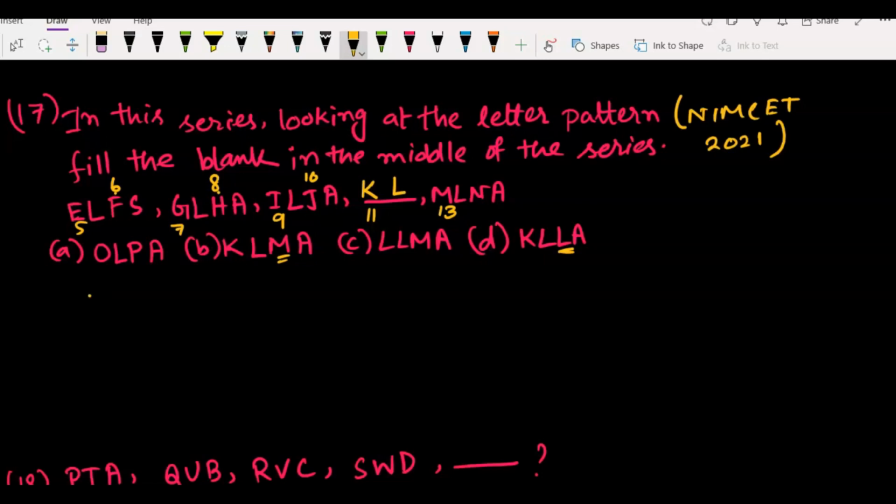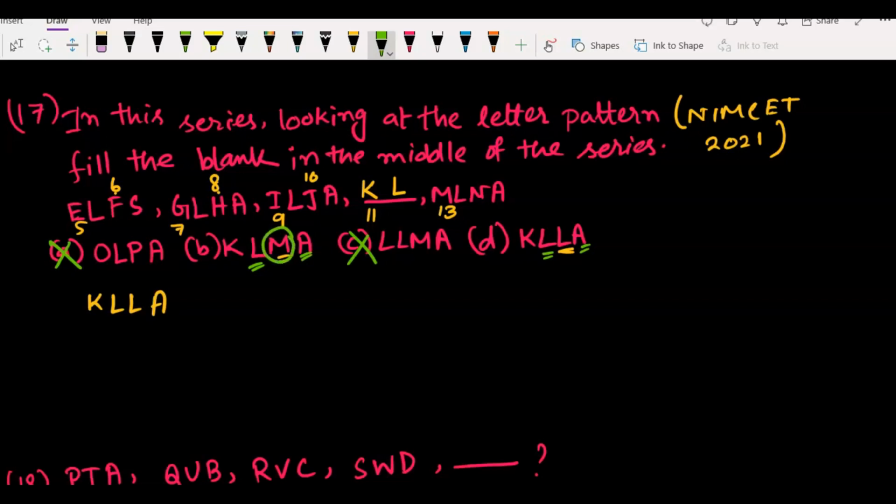It will be K L L A. So when you understand that the first term will be L, we eliminate options A and C. Now for option B we have K L M A and option D we have K L L A. So we see that the second and the last, that is the fourth, are the same. So we don't check for them.